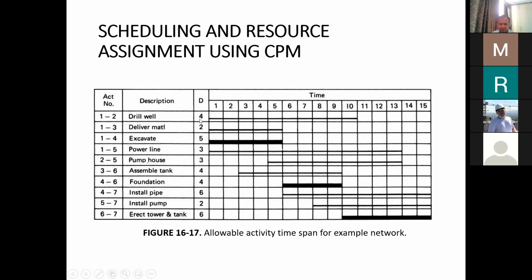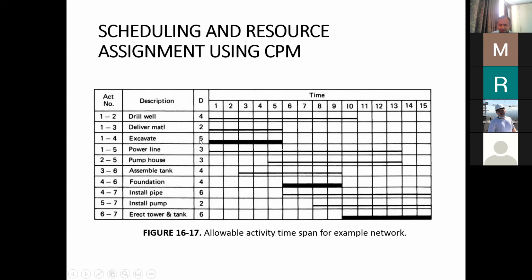the duration for the drill well is 4 weeks. D can also be set for days, but here the meaning of D is duration. If drill well takes 4 weeks, we can represent it in the form of this line over here, starting from 0 to 10, because it can start as early as 0, and as late as 10. Anywhere between this we can schedule this activity. Similarly, deliver material from 0 to 5, although it takes only 2 weeks to complete.